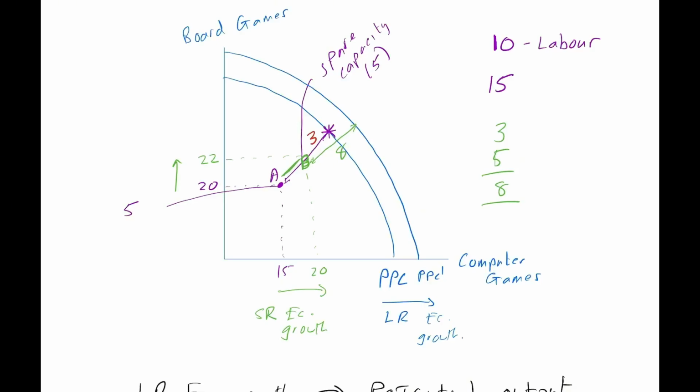Okay. Now, if all 8 of those units of labour that are not employed do go and get a job, then all 15 units of labour available are fully employed. So at that point, the economy would be producing on the PPC. And therefore, it would have achieved short-run economic growth, because the actual output has increased and is now at the same point as the potential output.